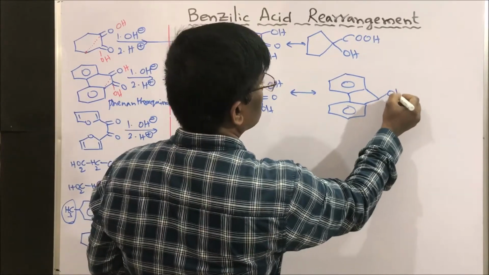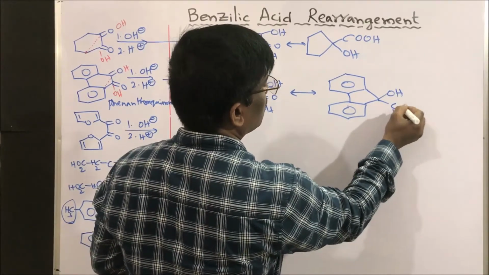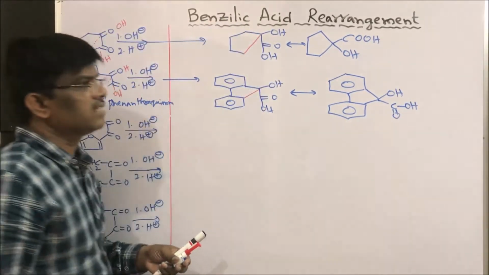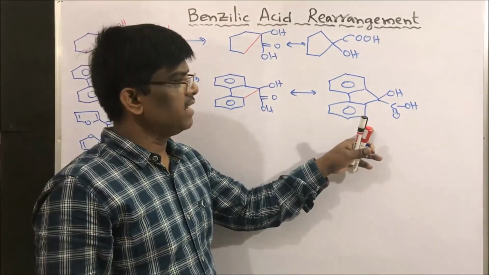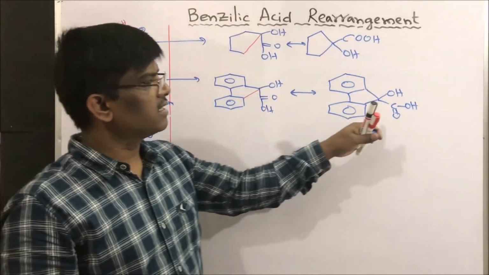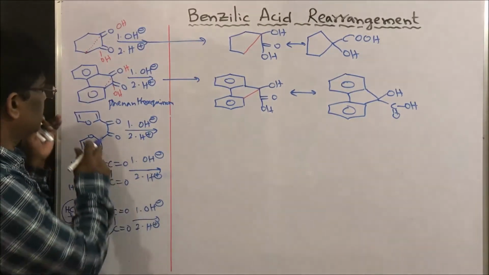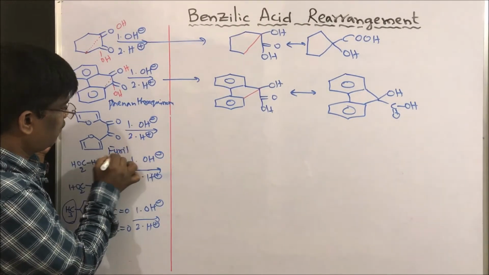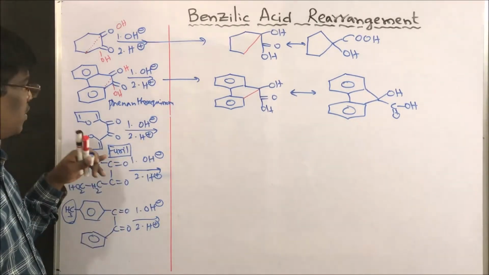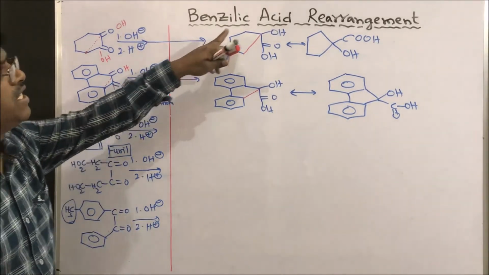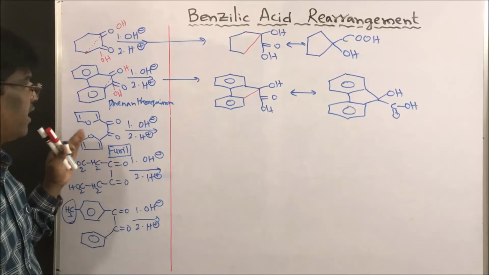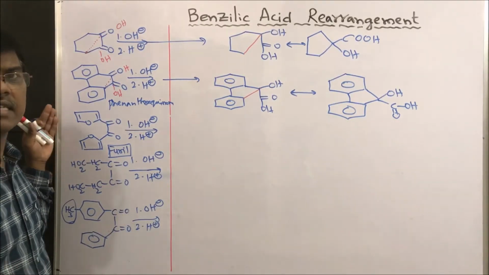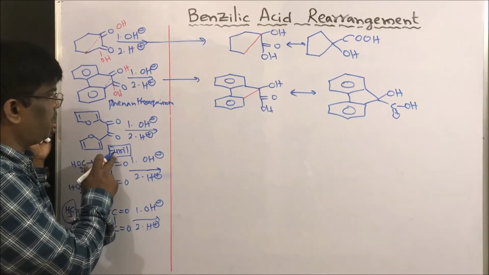So OH and C double bond OH. Yes, this is the alpha hydroxy acid we will get. Next, this is furyl. It is very, very important to remember the name. Furyl. Benzil to benzilic acid rearrangement. Even heterocyclic compounds also undergo this rearrangement. So let us take furyl.